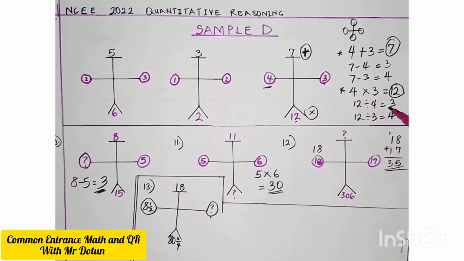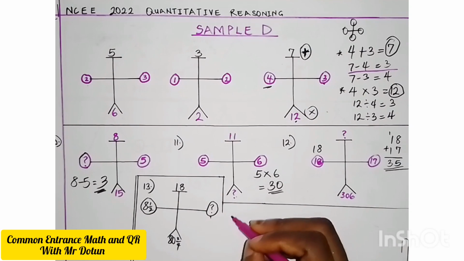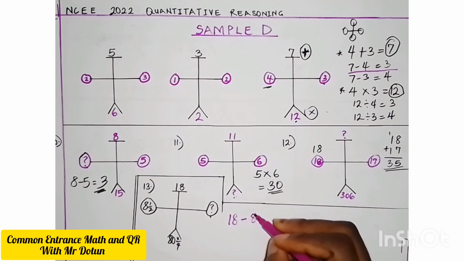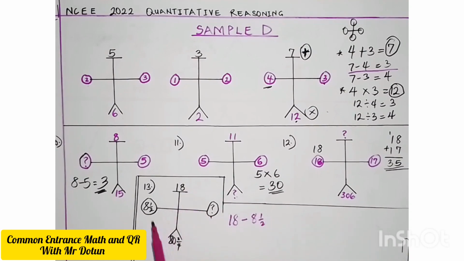So let's check which one will be easier for us. You can decide that, whichever one is easier for you. But I'll pick the subtraction. So I'm looking for 3. So I'll do 7 minus 4 equals 3. So then I'm going to do 18 minus 8 and a half, alright?